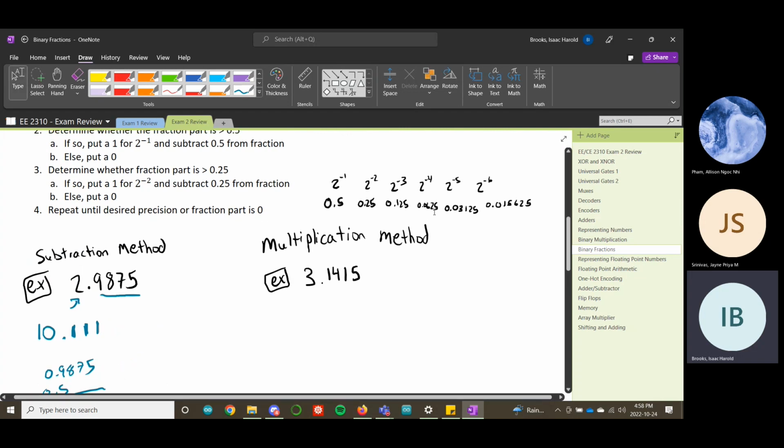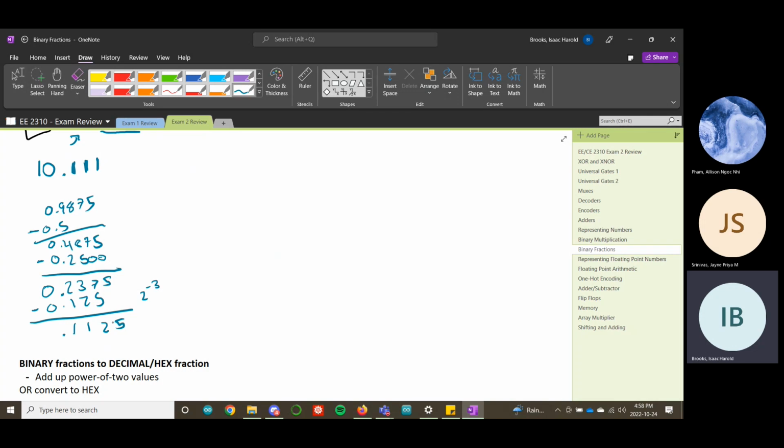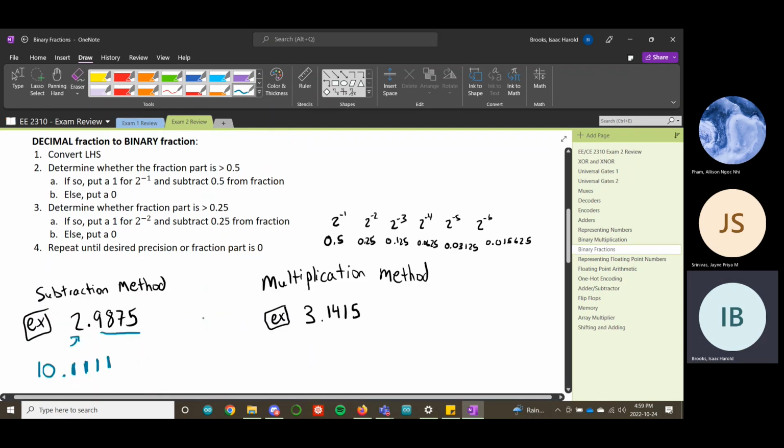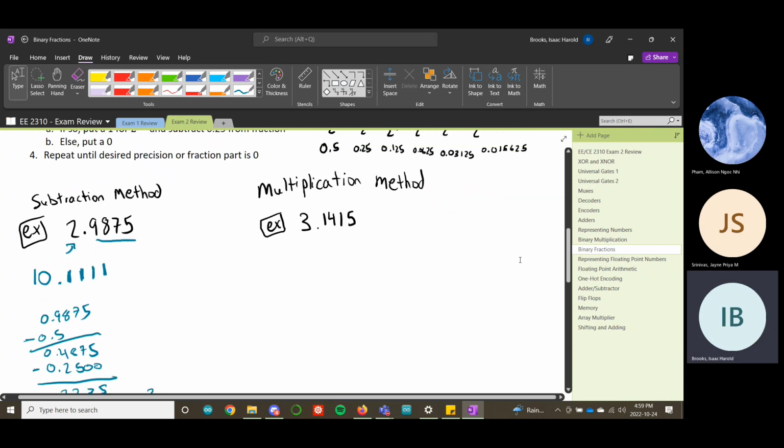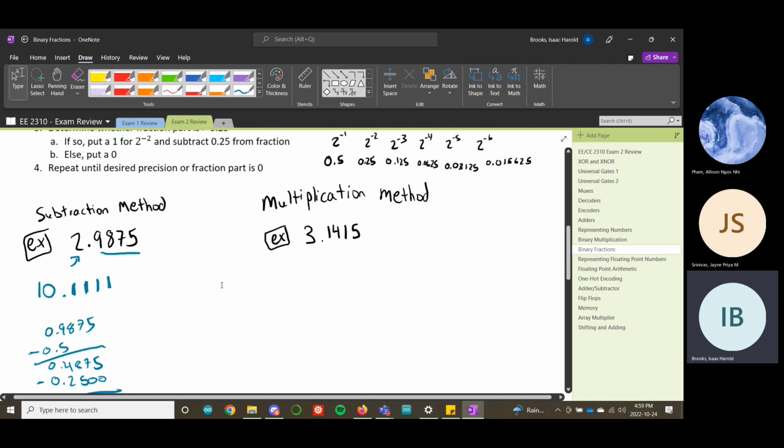2 to the negative 4 is 0.0625. So we subtract out 0.0625. We get what? 0.05. We'll put a 1 for 0.0625. And our remaining fraction at this point is 0.05. Okay, so that's going to require that we keep going. So we would subtract 0.03125, and we get left with a little bit, and then we'd maybe subtract 0.015625.